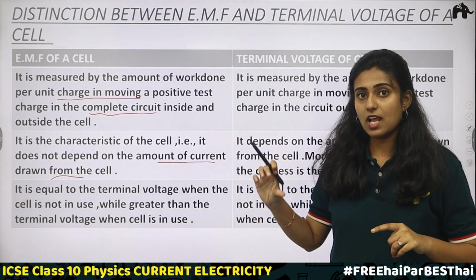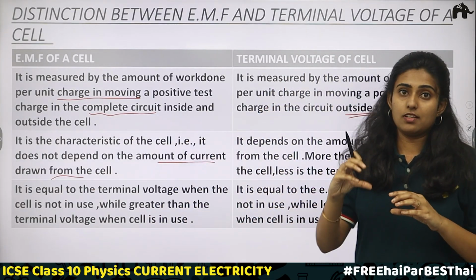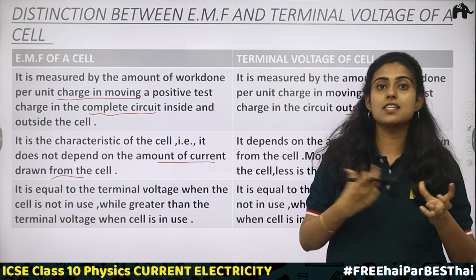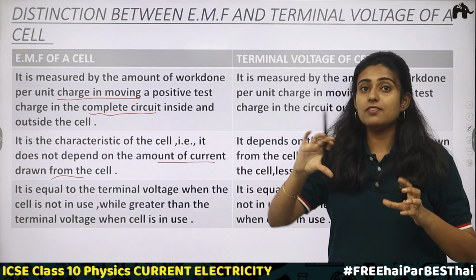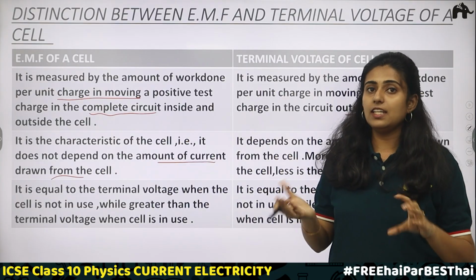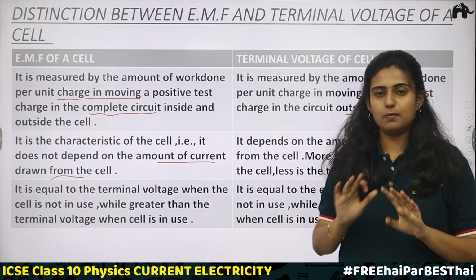When the cell is used, what happens? There will be a voltage drop and terminal voltage. Okay. Then the EMF will be the sum of terminal voltage and voltage drop. If there is no voltage drop, that is, the cell is not in use, in that case, EMF and the terminal voltage will be the same value.